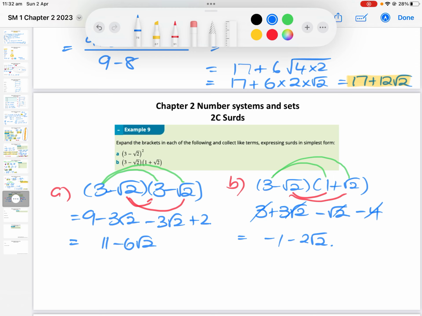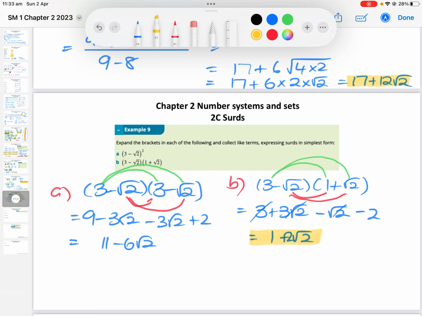Silly me. Sorry, I did that a bit wrong, didn't I? Root 2 times root 2 is root 4, which is 2. So 3 minus 2 is 1, and then 3 minus 1 is plus 2. That's bad, isn't it? Don't you do that. So that equals 1 plus root 2. One plus 2 root 2. You just got to be careful, don't you, with your signs, otherwise you'll muck it up, and that's a good example of how you can muck it up.